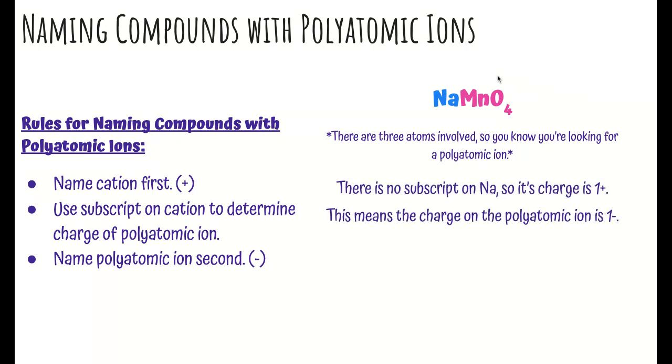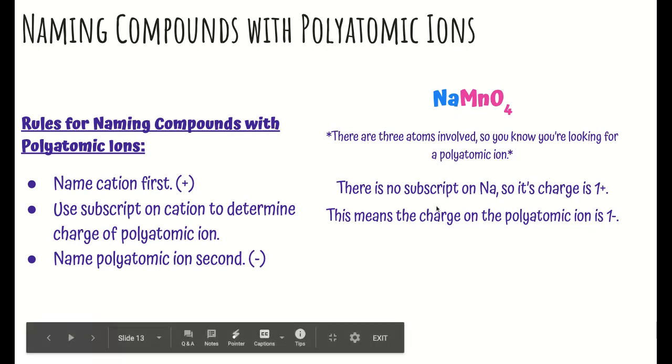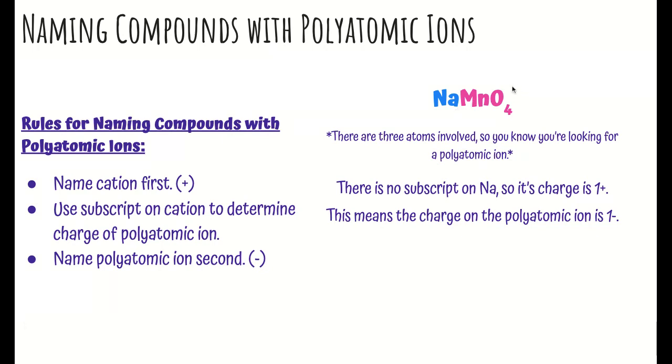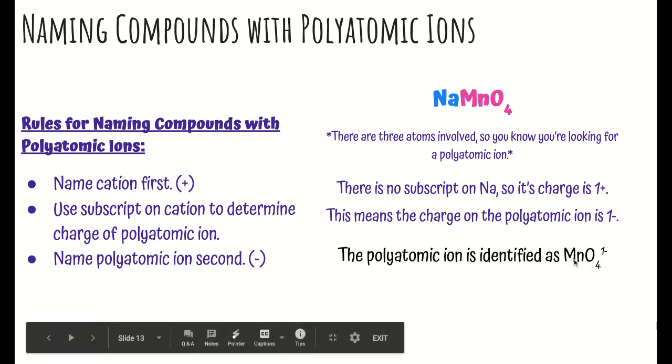When we look at the oxidation numbers, we know there's an unspoken 1 that goes here with sodium. There's no subscript, so this must be a 1. When you crisscross it, like we did before, the 1 here would come up here. That means the charge on this polyatomic ion has to be -1. If you look this up on your chart, you would find MnO4 with a -1 charge.